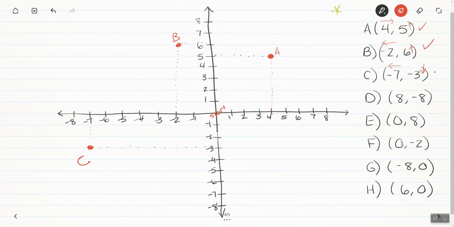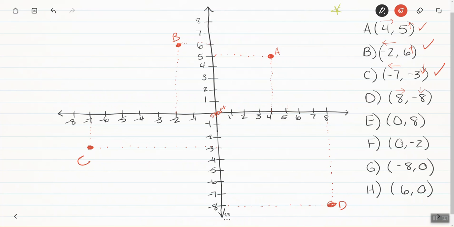So we did B, we did C. Why don't you try to do D by yourself? So if you're doing D, you're starting in the middle. I'm going to go over to +8. So I went right to +8, and then I'm going to go down to -8. And you can see they are intersecting right here, so that's D.